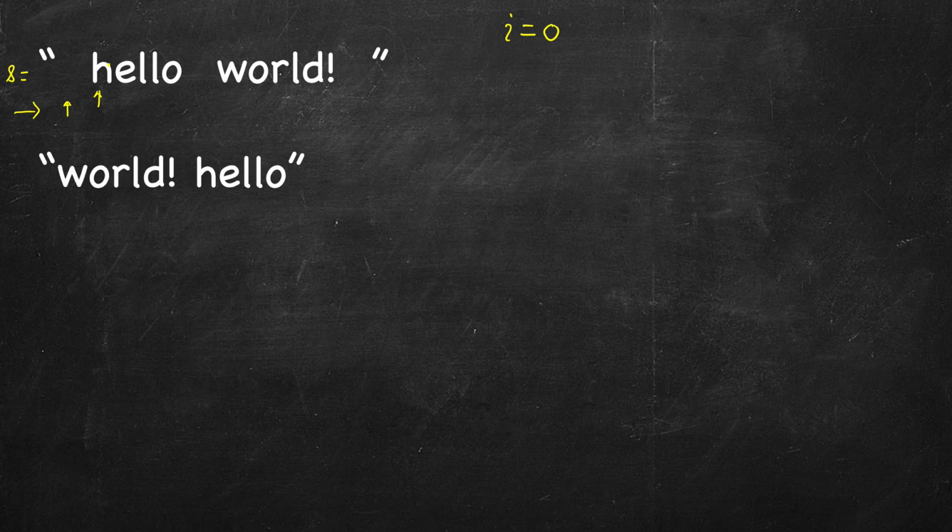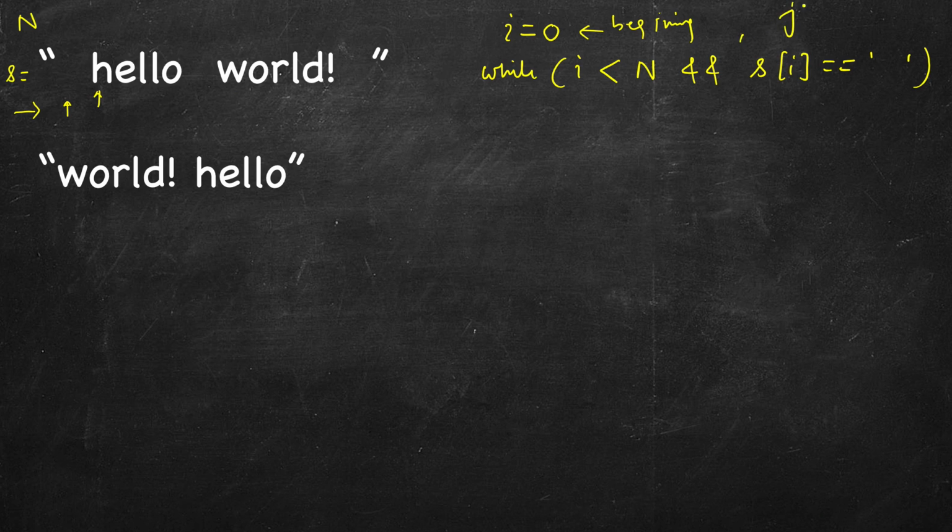This may be a space, this may be a non-space character as well. So we keep incrementing i. So while i is less than s.length, let's call it n, and s of i is equal to space. So i denotes the beginning of word, and we will keep another index j that will denote where the word ended. So this will denote ending or one more than ending. So this way we will start from the beginning.